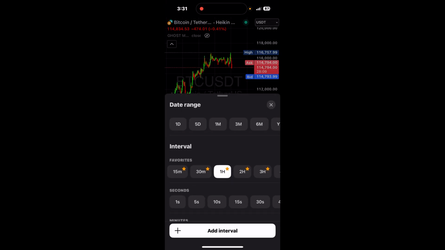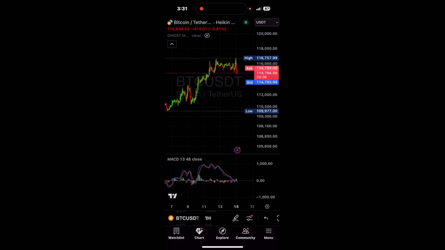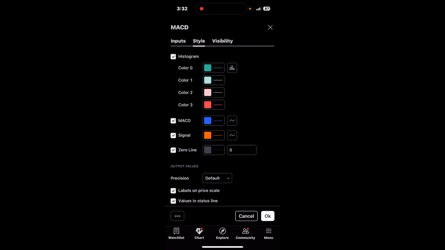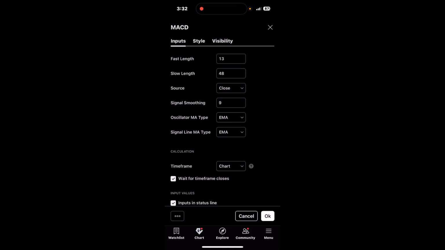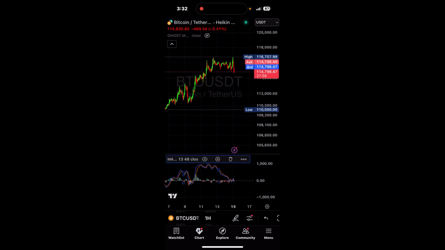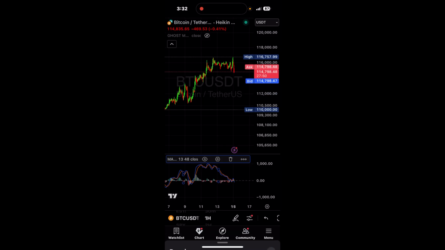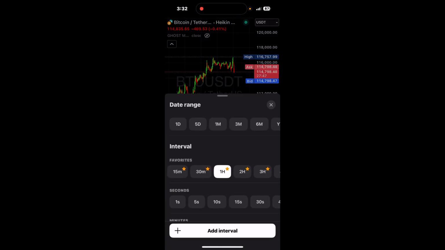Okay, so first I want to do this. Really all you need is MACD, and I have my settings changed to 1348. That's the only difference here. Other than that, we'll be working with the parallel channel here. First I want to look at Bitcoin, and we're going to go far out.